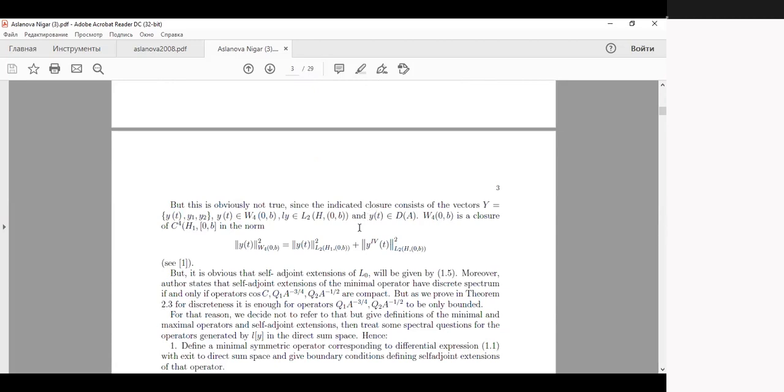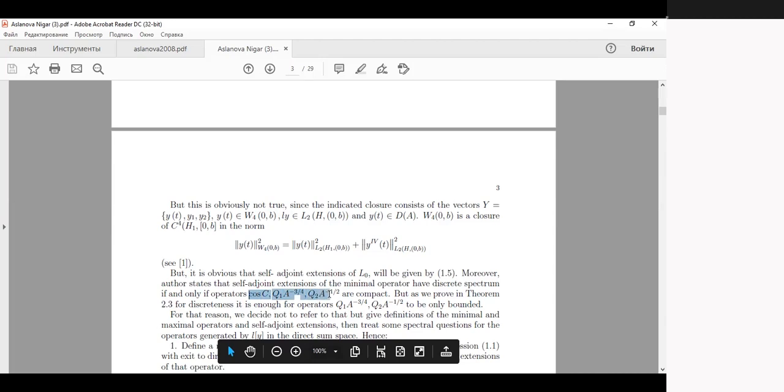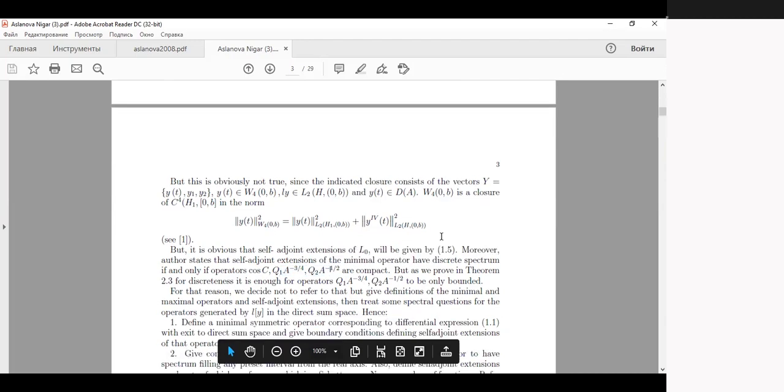Okay, and also when proving discreteness of the spectrum, in other words, which is equivalent to compactness of the resolvent, it was stated that it is necessary and sufficient for all three operators to be compact. But when I worked it out, I see that it is enough for cosine C to be compact. For the remaining two operators, it is enough to be just bounded.